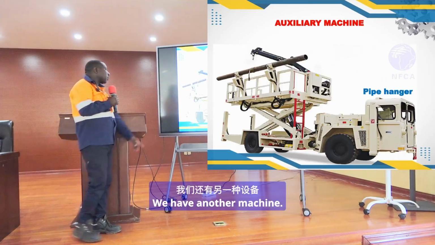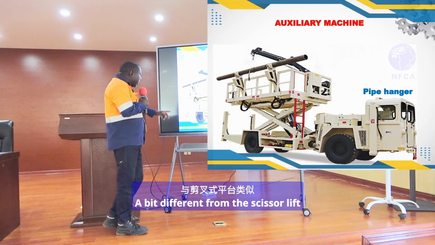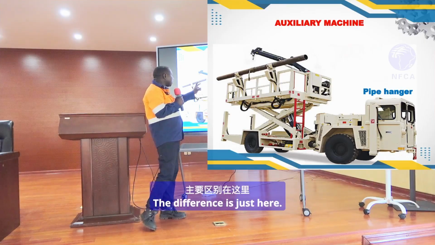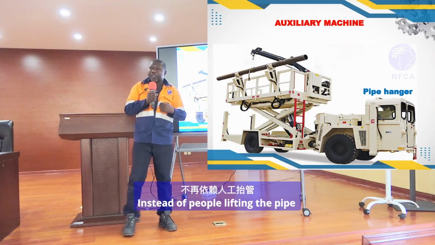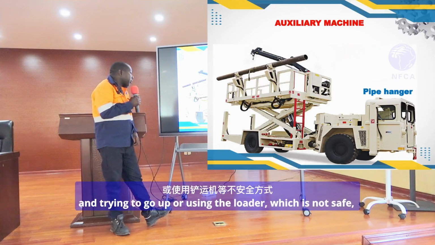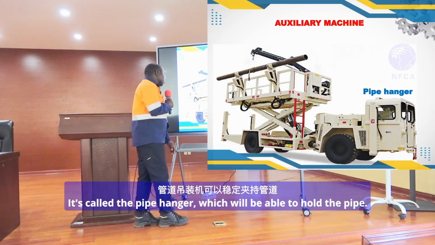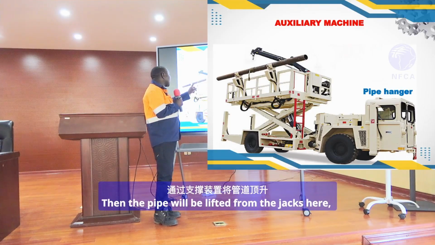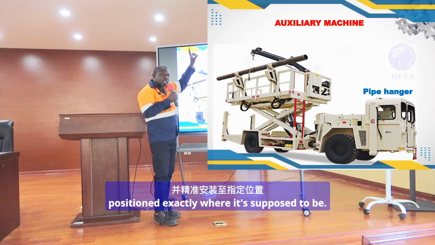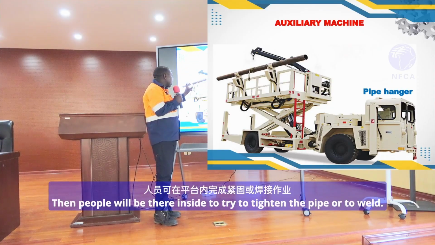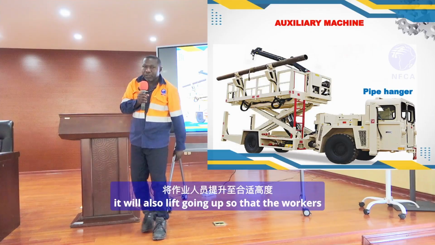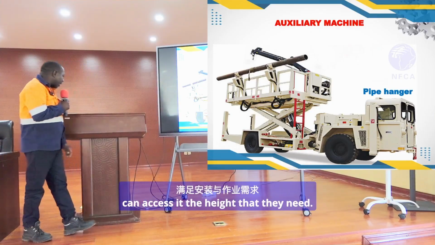We have another machine. This one is called the pipe hanger. A bit different from the scissor lift. Similar, but a bit different. The difference is just here. Instead of people lifting the pipe and trying to go up or using the roller, which is not safe, we have this machine. It's called the pipe hanger, which will be able to hold the pipe. And then the pipe will be lifted from the jacks here, positioned exactly where it's supposed to be. And then people will be there inside to tighten the pipe or to weld. If it is very far, inside there is a platform. It also lifts going up so that workers can access the height that they need.